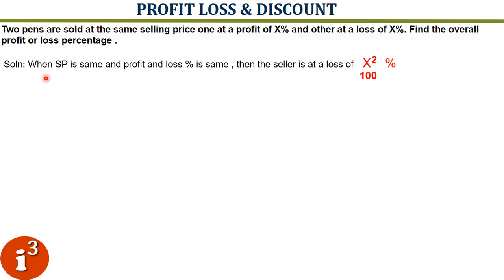So you must remember this: when the selling price is the same and the profit and loss percentage is the same, then the seller is always at a loss of X square by 100%. So there will always be a loss of X square by 100%, but the conditions are that the selling price should be the same and the profit and loss percentage should be the same. So from where have we got this? Let's try to derive this.